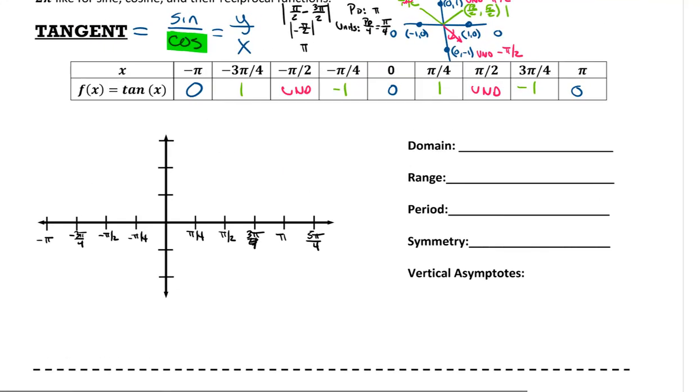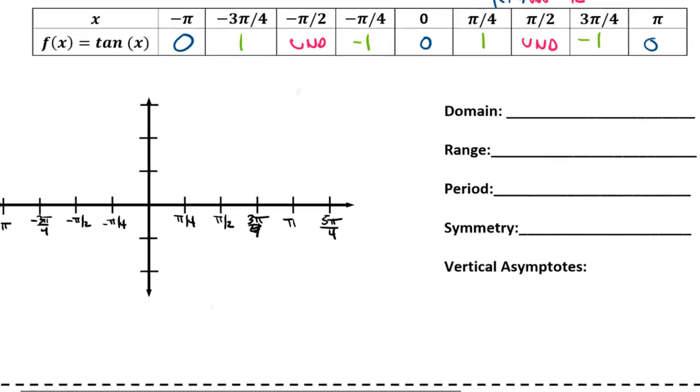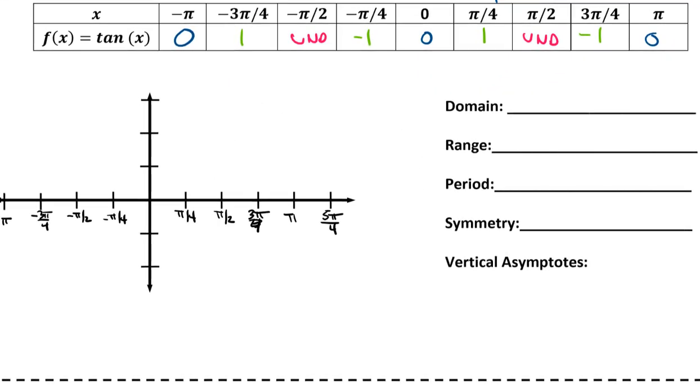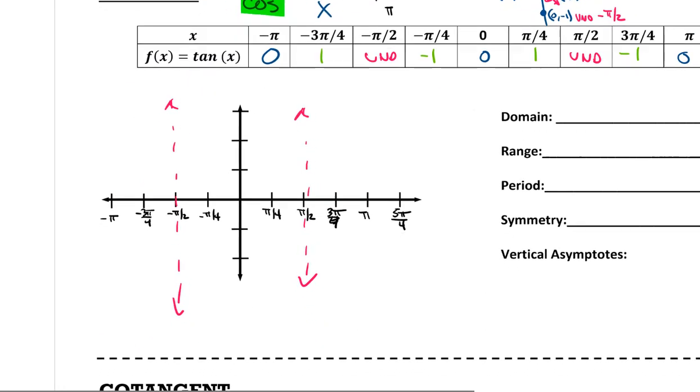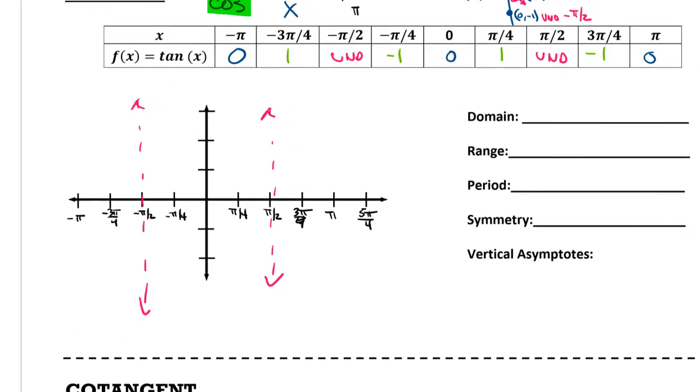So when we go to graph this, the first thing we'll do, of course, is graph our asymptotes. So pi over 2, we'll go ahead and graph that, and negative pi over 2, we'll graph that. That'll be one of the things I look for in your graphs, to make sure that you have the asymptotes correctly graphed. Then we're just going to start from the left side and continue on.